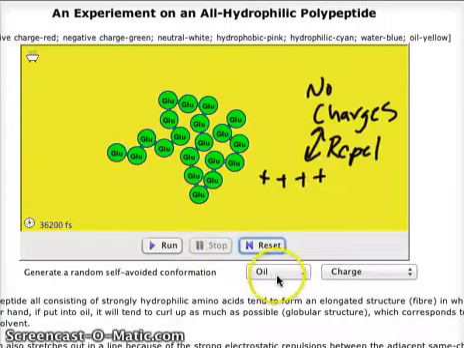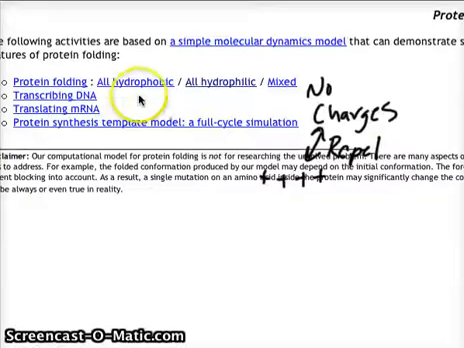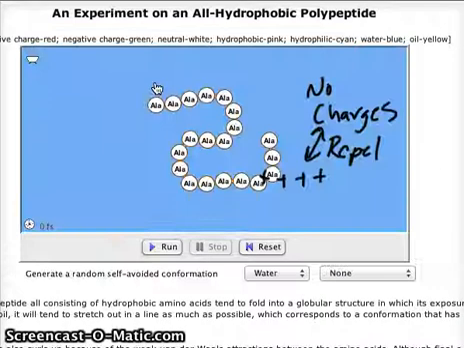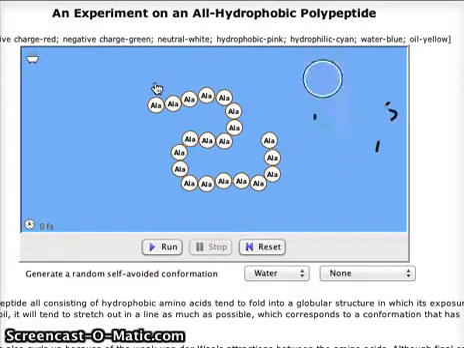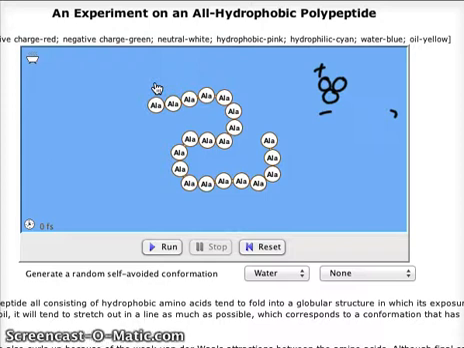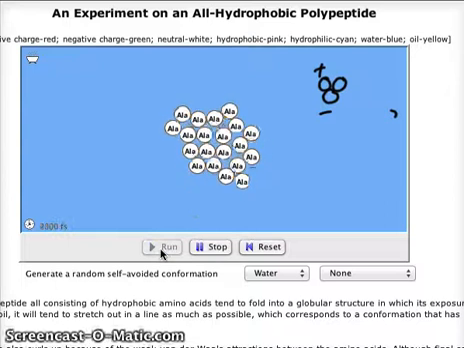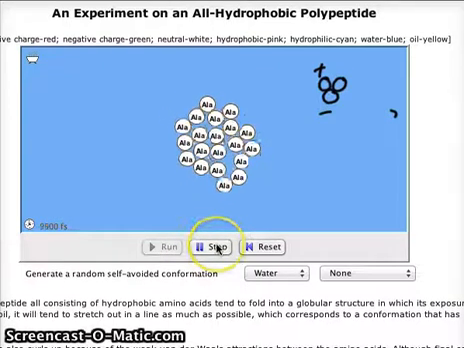Alright, so what we're going to do is go back and change it to all hydrophobic. So now this time we have it in water, but this is the opposite. Now in hydrophobic, when we have it in water, these are polar. These now are non-polar. There's no charge on these. So what's going to happen is, hopefully you realize this by now, they're going to clump up to get away from water.